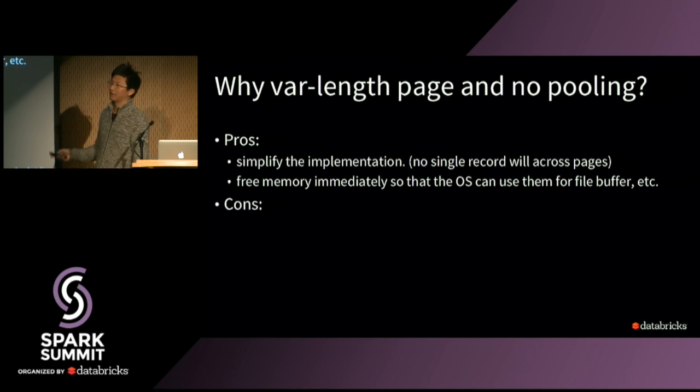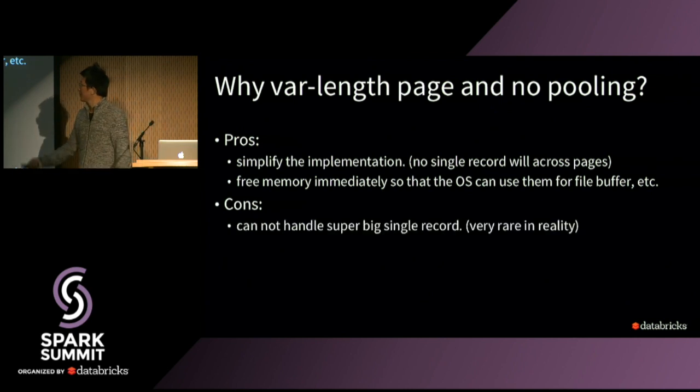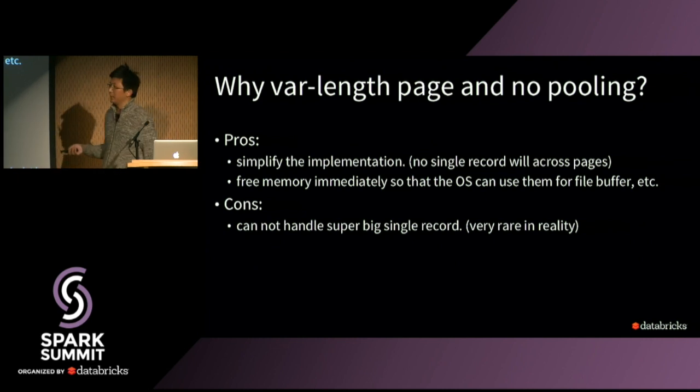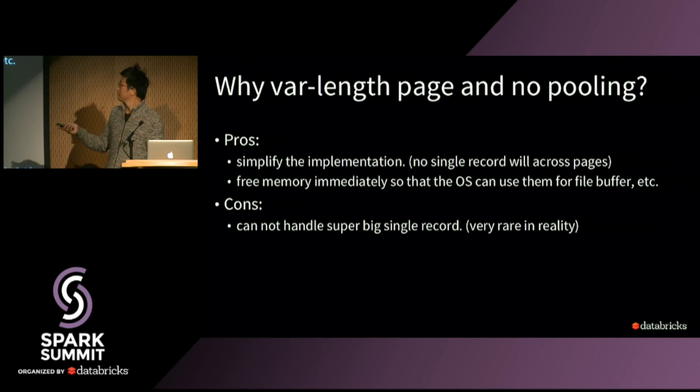So it's a trade-off. So we also have counts. What are these counts for var-length page and no pooling? First, like I said, a single record has to be put in a single page. So if there is a record which is very, very big, then Spark will fail to load it. Actually, this is very rare in the real world because the upper bound of the page in Spark is 16 gigabytes. So it's very rare to have a single record close to 16 gigabytes in memory. So as for now, we don't have any problem with this limitation.